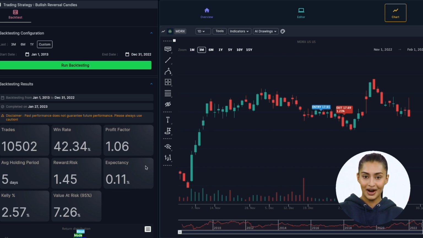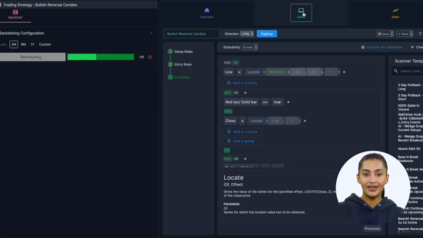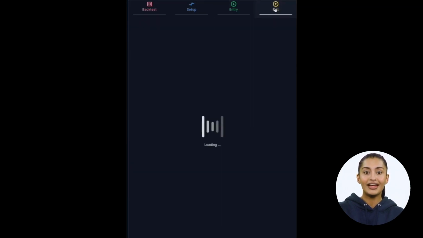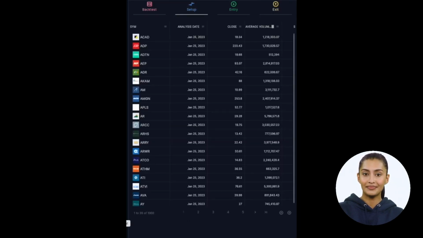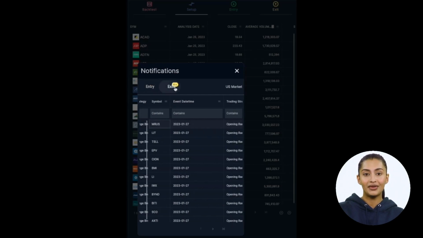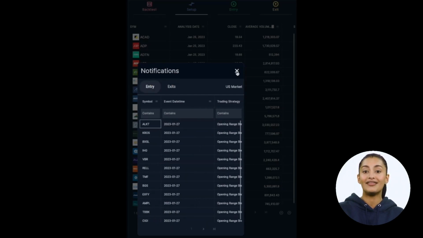So to use this strategy, I can go back to the editor and deploy. This will now generate the setups, entries, and exits regularly once deployed. This I can then use to trade. It will also generate notifications so that I can quickly take a look at any new entries or exits.